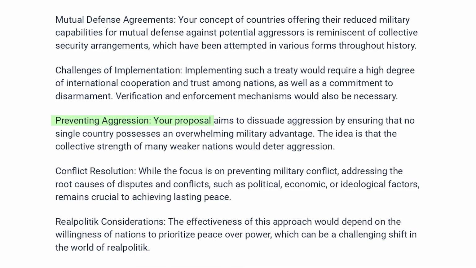Preventing aggression. Your proposal aims to dissuade aggression by ensuring that no single country possesses an overwhelming military advantage. The idea is that the collective strength of many weaker nations would deter aggression. Conflict resolution. While the focus is on preventing military conflict, addressing the root causes of disputes and conflicts, such as political, economic, or ideological factors, remains crucial to achieving lasting peace. Realpolitik considerations. The effectiveness of this approach would depend on the willingness of nations to prioritize peace over power, which can be a challenging shift in the world of realpolitik.